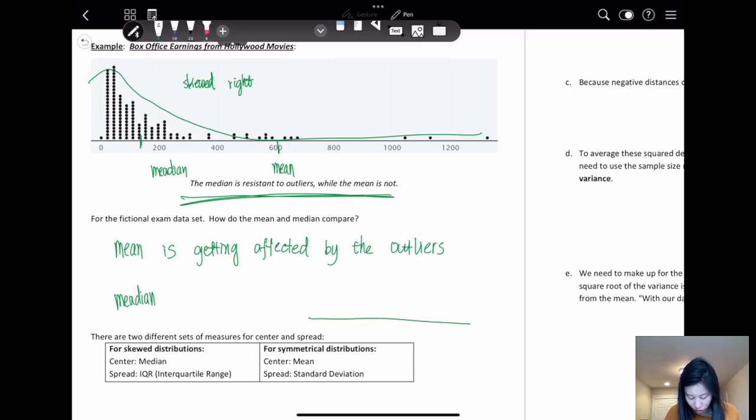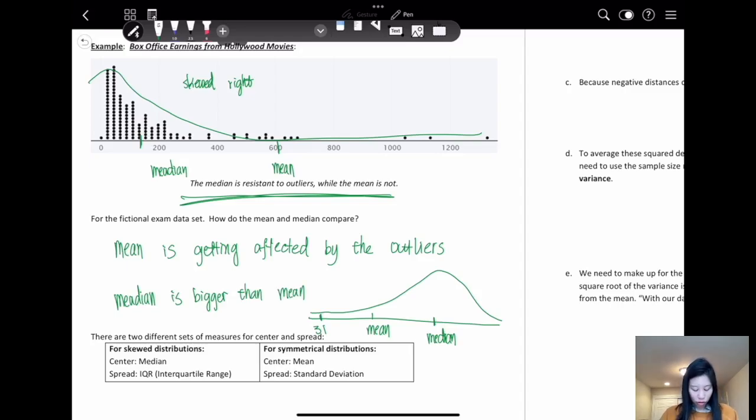Because our fictional exam data is going to look like this. Most students passed the exam, except for one who got an extremely low grade, which is 31. So that means it's going to be a skew left shape. So our mean is going to drag toward the outlier, whereas the median remains in the peak, really close to the peak. So that means the median is bigger than the mean.